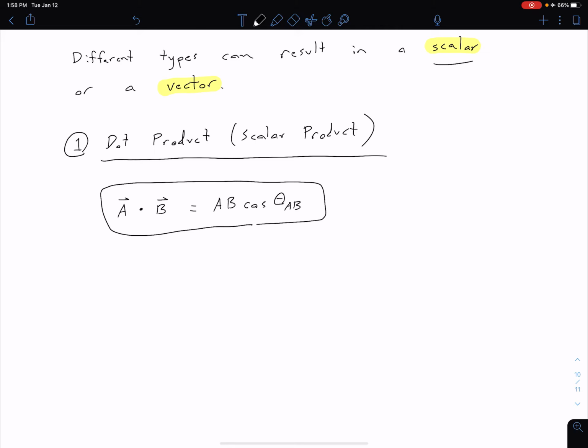It's important to note that this angle theta AB is the smaller of the 2 angles between a and b. I'll draw what this looks like graphically in a second, between our 2 vectors A and B, when drawn tail to tail.